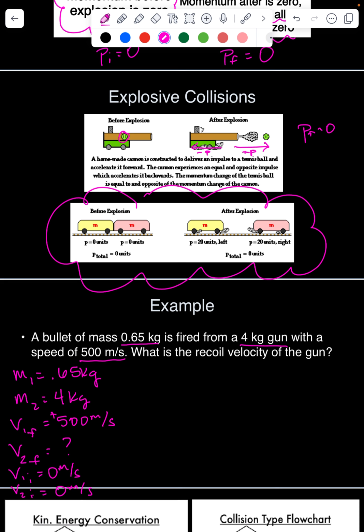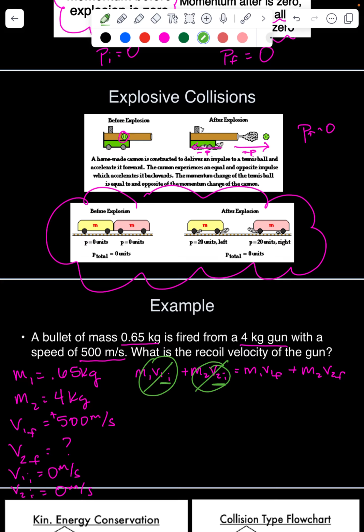is fired. All right, so we know that we have M1 V1 initial plus M2 V2 initial is equal to M1 V1 final plus M2 V2 final. We use this original conservation of momentum equation because they're starting as two separate objects and they are ending as two separate objects. The only difference between this and elastic collisions is that both of these initial velocities are 0.